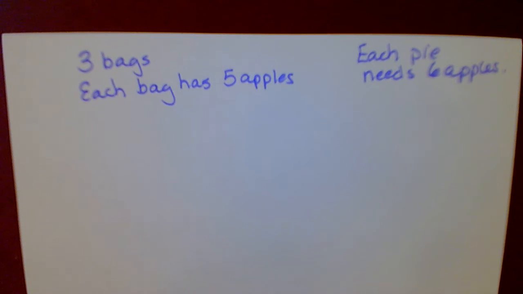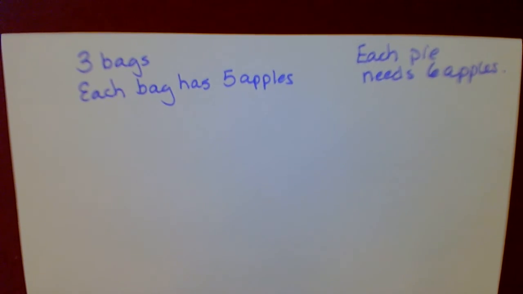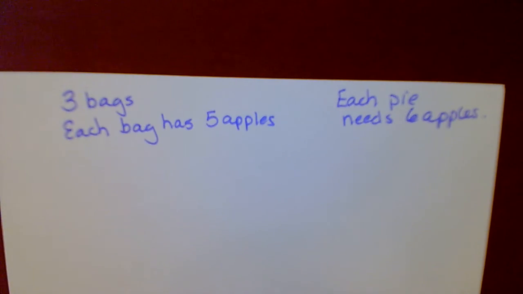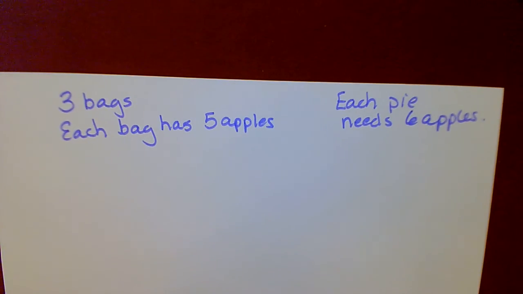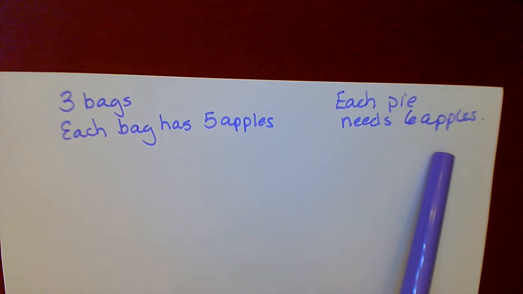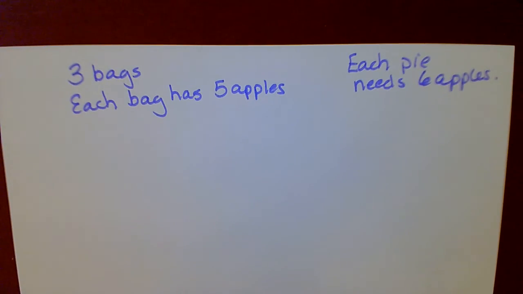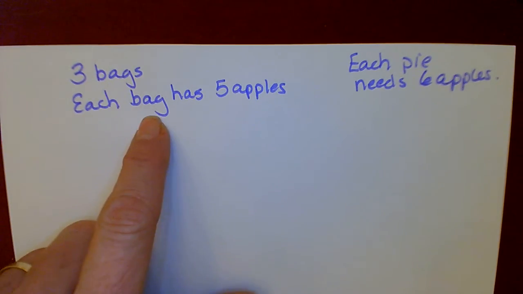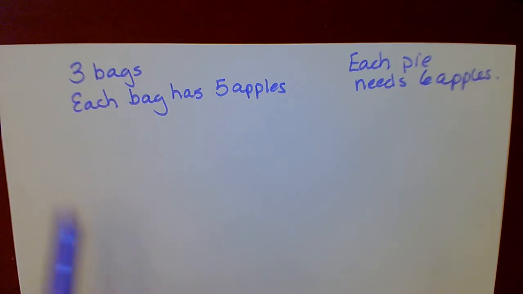So let's say that I want to bake apple pies. Love to bake apple pies. And let's say that every time I bake a pie, I need 6 apples in my pie. Sorry, it's so blurry today. So each time, let's try and clear that up a little, that's better. So each pie needs 6 apples. So I go to the store, and when I go to the store, they have bags of apples. But each bag has 5 apples. And I'm like, that is not going to work. So I go ahead and I buy 3 bags.